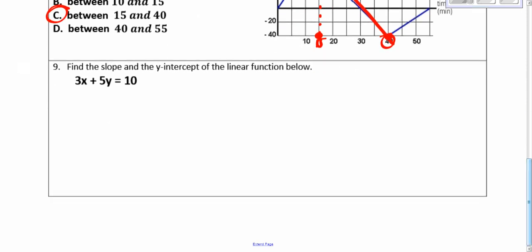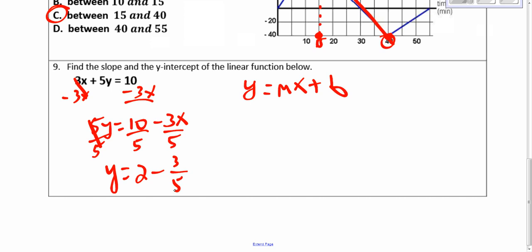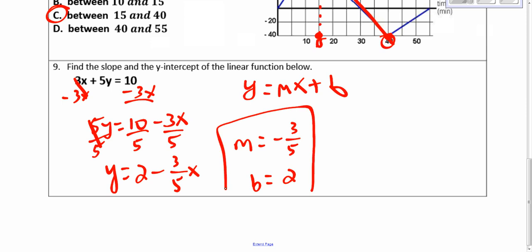Number 9, find the slope and the y-intercept. So you need to rearrange it so it's in slope-intercept form. Minus 3x from both sides. 5y equals 10 minus 3x. Divide each term by 5. Y equals 2 minus 3 over 5x. And then answer the question. The slope is negative 3 over 5. The y-intercept is 2.